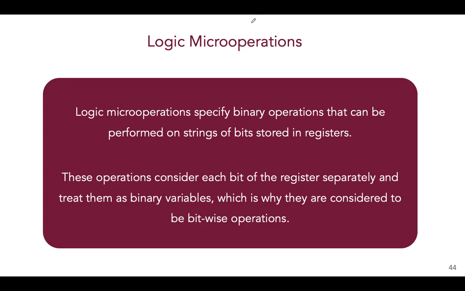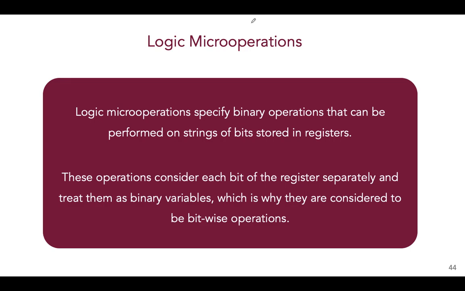Okay, let's now talk about logic microoperations. Again, these are very simple. Logic microoperations specify binary operations that can be performed on strings of bits stored in the registers. These operations consider each bit of the register separately and treat them as a binary variable. So they work bit by bit. That's why they're sometimes called bitwise operations, because they will not consider the entire contents of the register as a whole. They will consider them bit by bit.